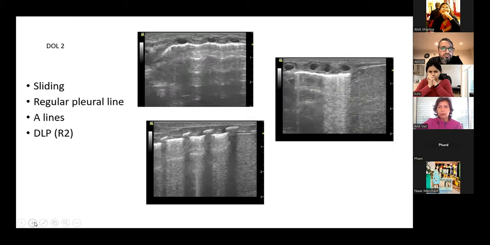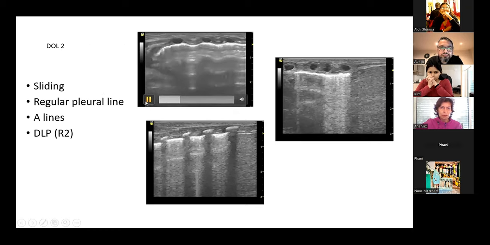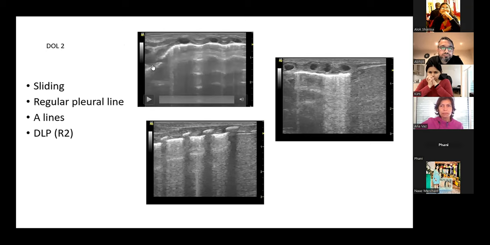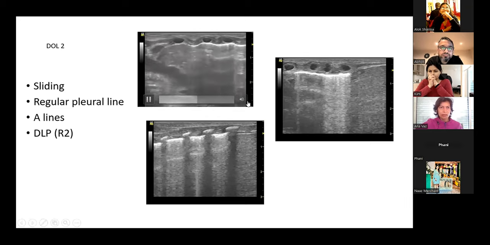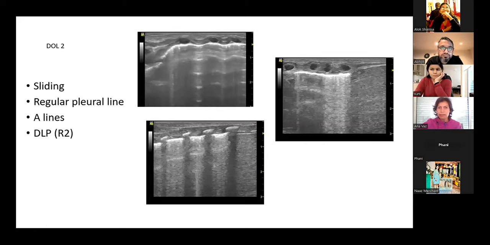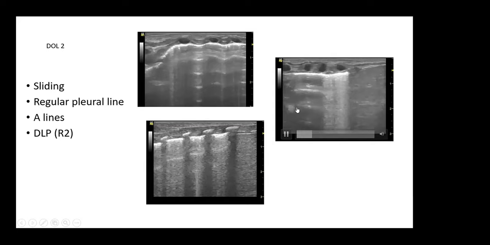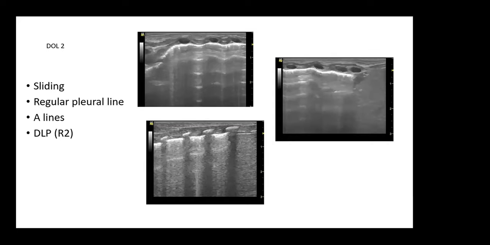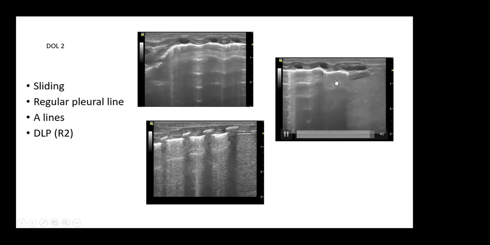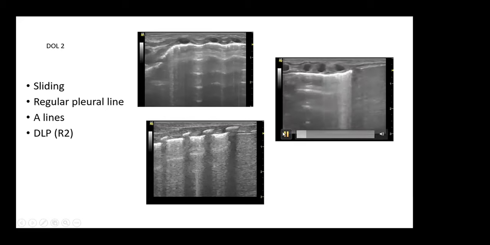The day after, I could do an ultrasound. I don't know how I can make this out. These are R1. We can see sliding well, and the A lines are predominant. And in R2, we can see a double lung point here, because here more B lines and at top more A lines.